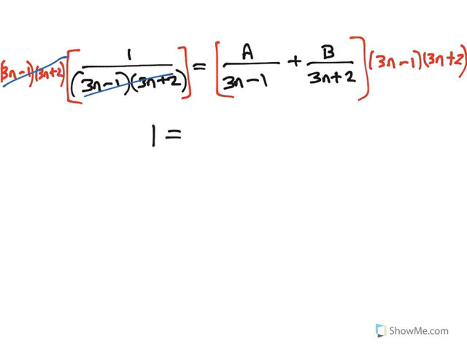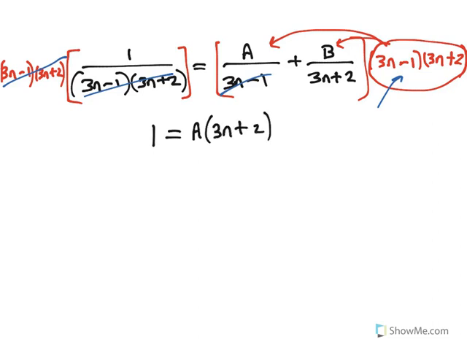And on the right side of the equation, you will distribute the least common denominator to each partial fraction. When you distribute it to the first partial fraction, the 3n minus 1 will cancel with the denominator, leaving A times 3n plus 2. And when you distribute it to the second partial fraction, the 3n plus 2 will cancel with the denominator, leaving you with B times 3n minus 1. We call this the basic equation. And our next step is to solve this basic equation.